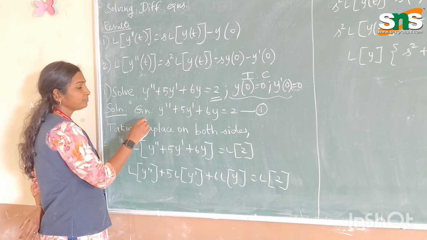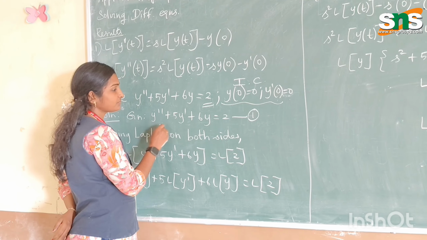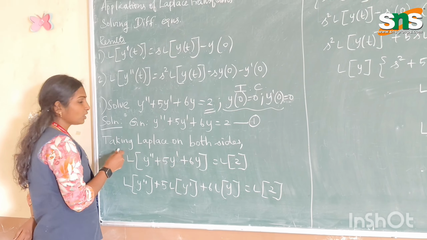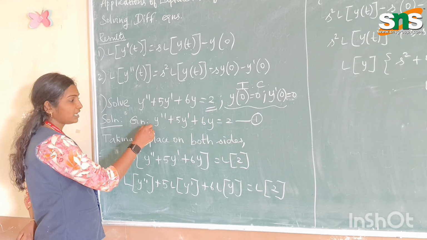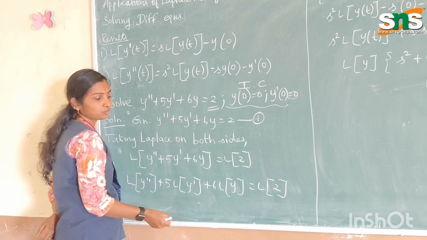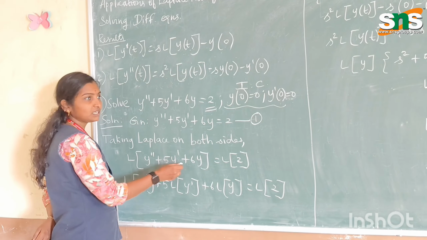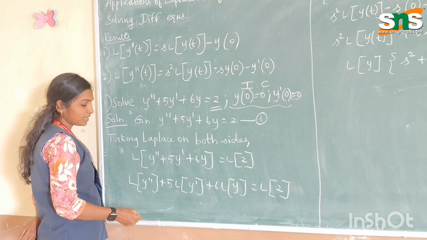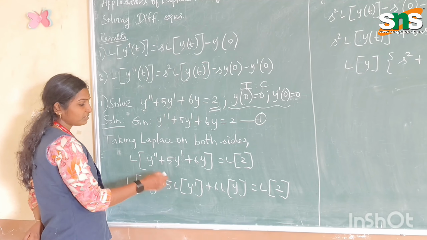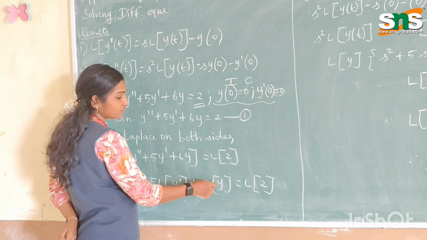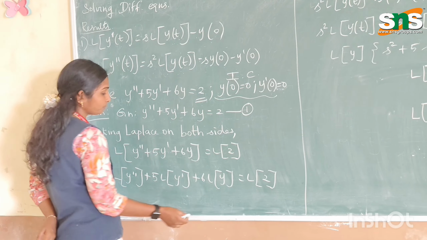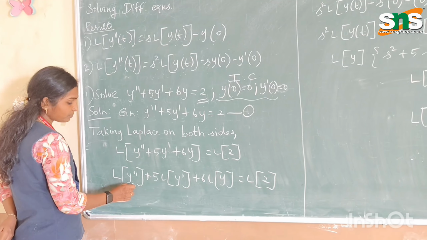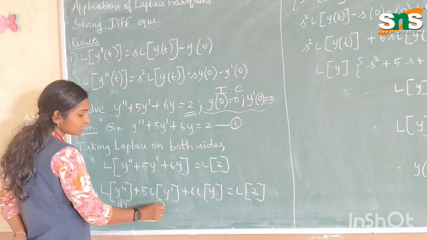To start with the solution, you have this equation as the first equation, which is y double dash plus 5y dash plus 6y is equal to 2. Now taking Laplace on both the sides, L of the whole term is equal to L of 2. As you can notice, it is of linear property, so we can split up the terms in the Laplace. So L of y double dash plus 5 into L of y dash plus 6 into L of y is equal to L of 2. Now you can notice that L of y double dash is from result number 2 and L of y dash is from result number 1.